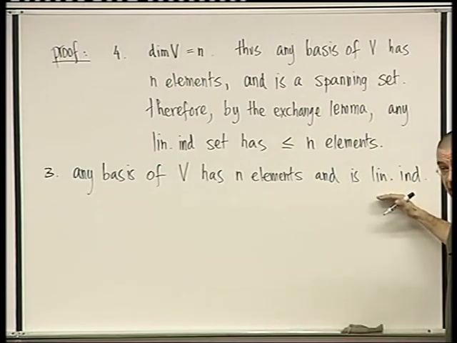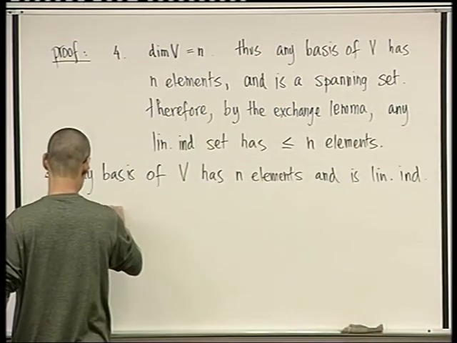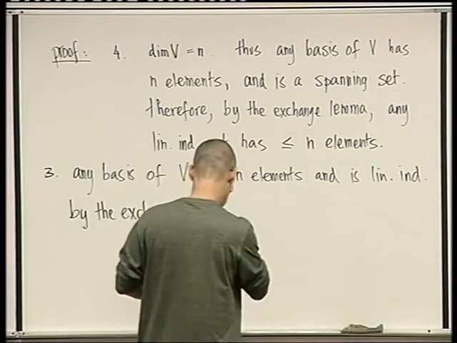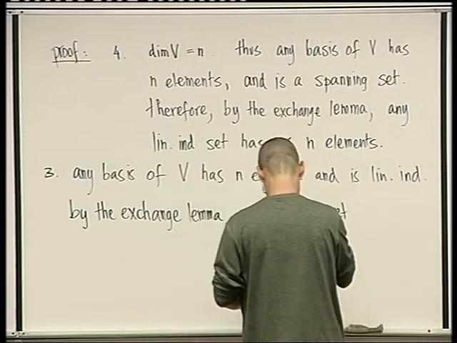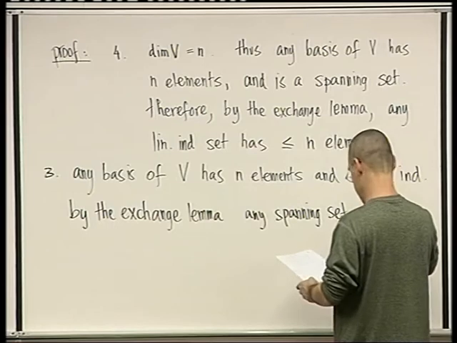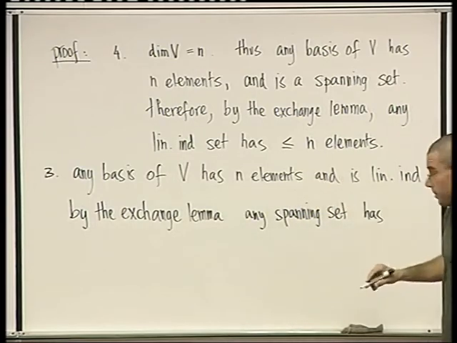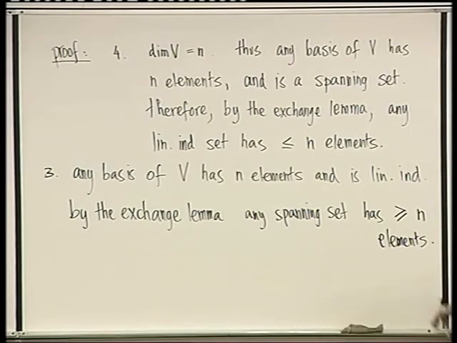By the exchange lemma, any spanning set has greater than or equal to n elements, right? Any spanning set has a greater than or equal number of elements than a linearly independent set. It could have much more than n elements, but then some of them would be extra. But just as a spanning set, there's no statement of optimality in terms of having extra guys. It has at least n elements by the exchange lemma.